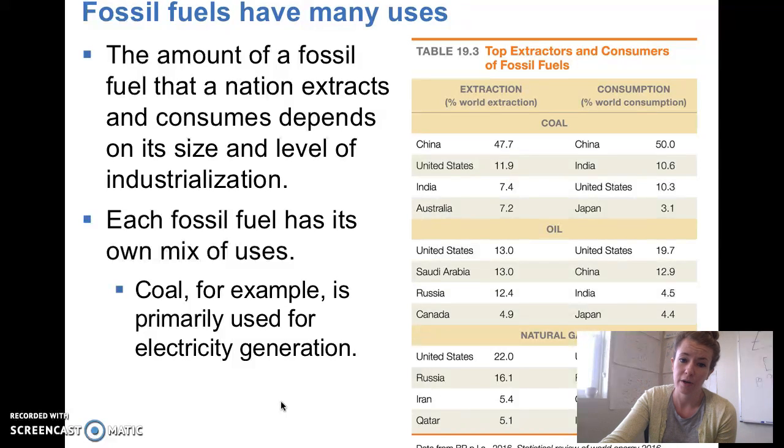Coal, for example, is primarily used for electricity generation. Historically, it was used to heat homes and cook food, and later for steam engines. Now it's used for electricity generation. Coal, oil, and natural gas around the world are used differently. The US doesn't use as much coal as China or India, but it uses much more oil and much more natural gas.